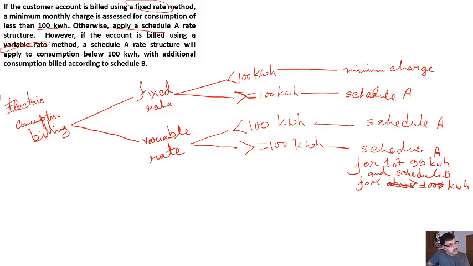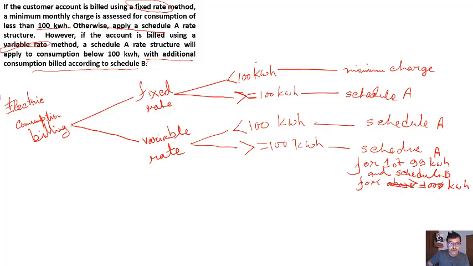So if it is with additional consumption, bill according to schedule B. Here the problem is not described actually. It should be that the rate structure will apply to consumption below 100, not this should be above 100 kilowatt. In that case, it should be greater than or equal to 100 kilowatt: schedule A for the first 99 kilowatt, and schedule B for the next, which is above 100 kilowatt.